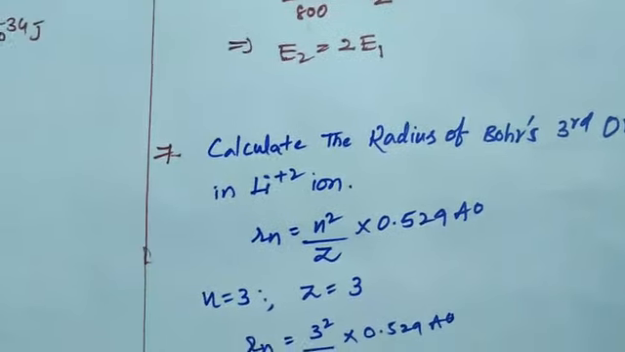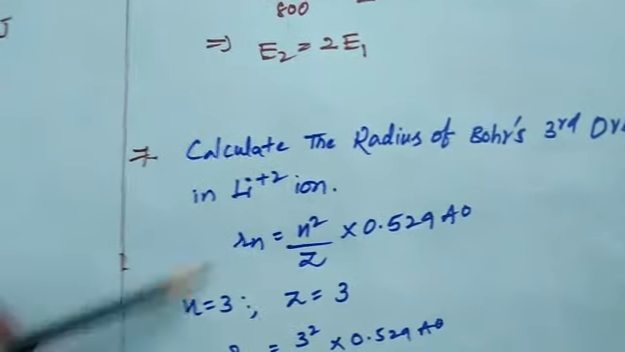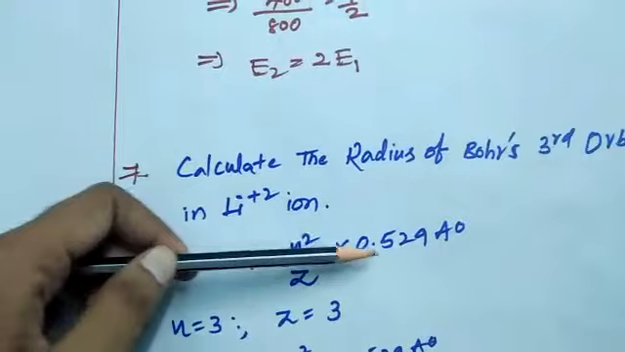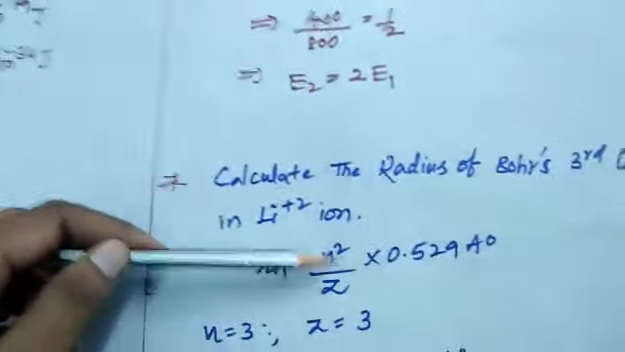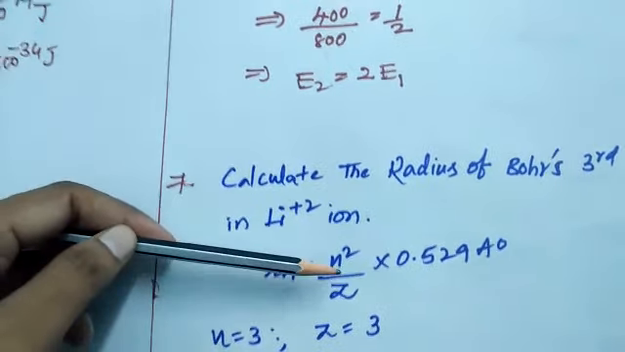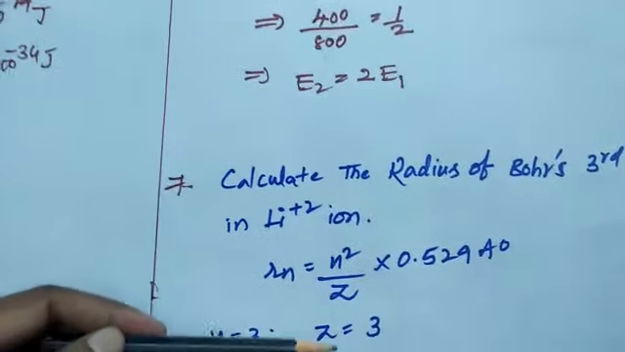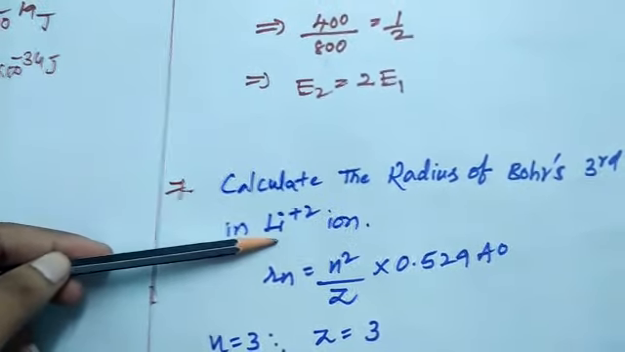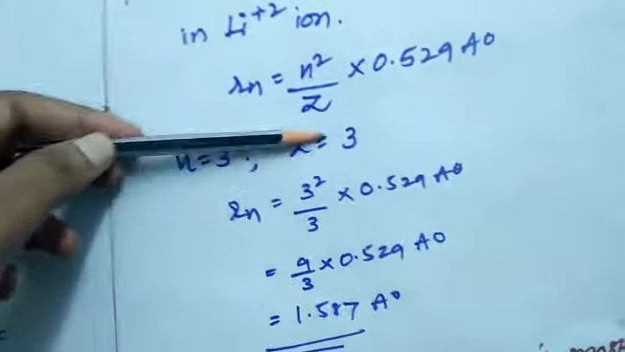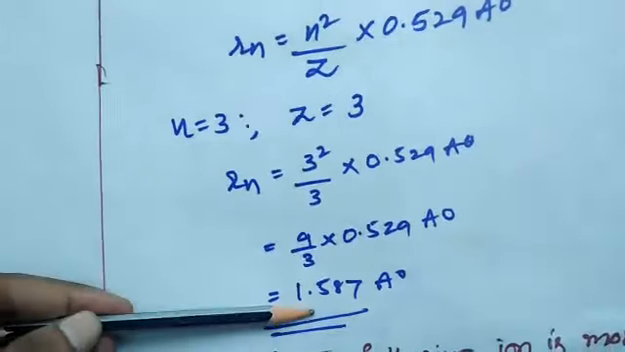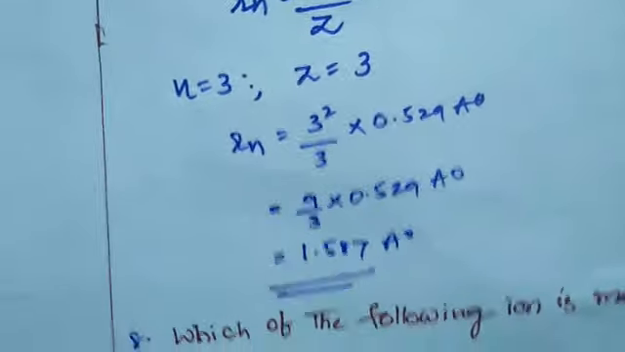Now look here. The nth orbit radius of the electron is calculated using the following formula: n squared by Z into 0.529 angstrom. Here n is the number of the orbit. The electron is present in the third orbit, so n is equal to 3, and Z is the atomic number, which for lithium is equal to 3. Then you can substitute n equal to 3 and Z equal to 3 in the given formula. Finally, you get 1.587 angstrom.